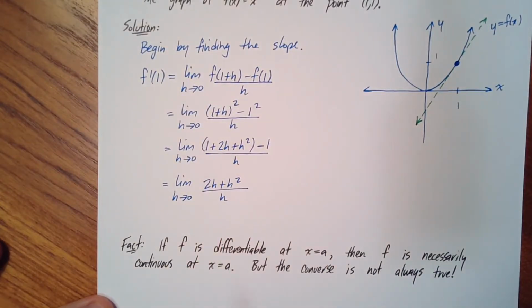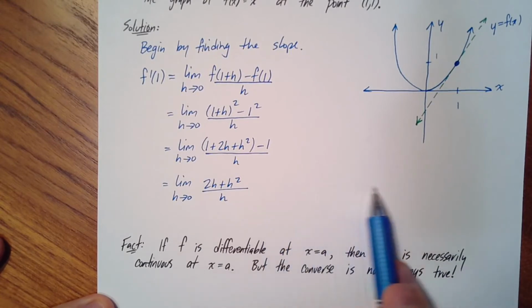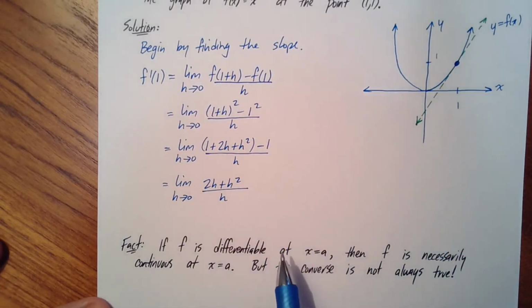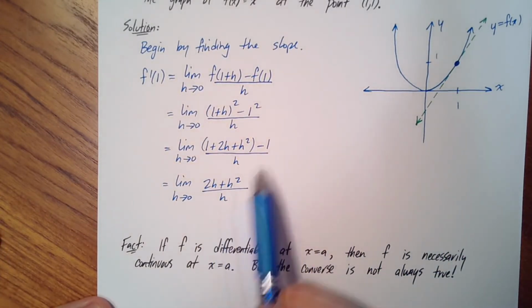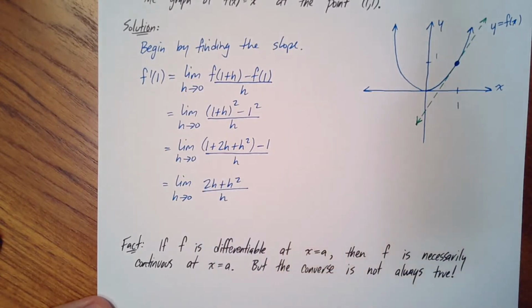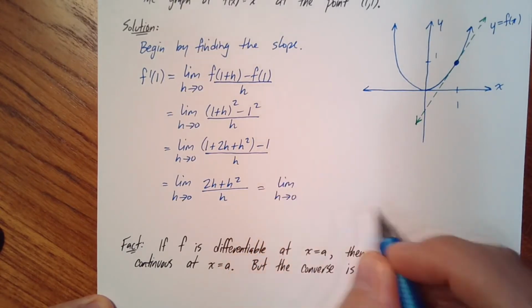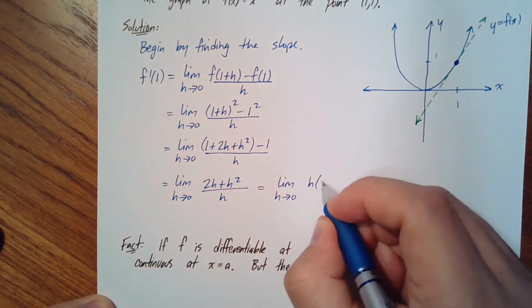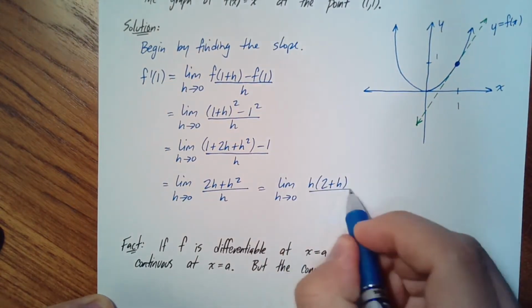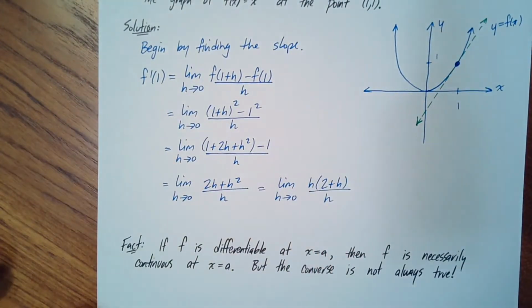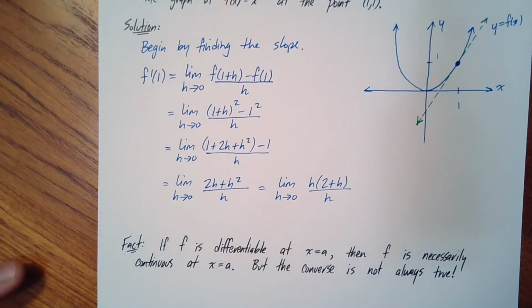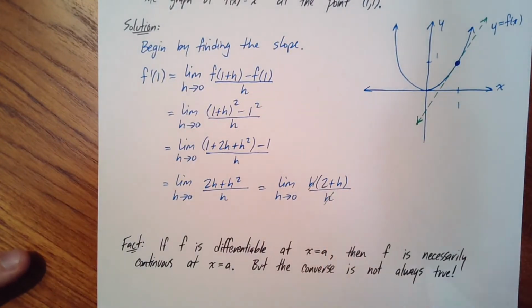And now I've kind of run out of room going down, but I can now work my way over here, and I think I'll have enough room to finish it over here. Now that those 1's canceled, there's a common factor of h in the numerator. So why don't we factor out an h? I can factor out an h, and I'll get h times 2 plus h all over h. And hey, guess what? Now we've got a common factor of h to cancel out.